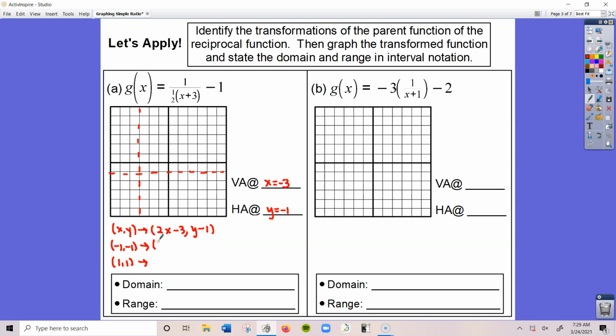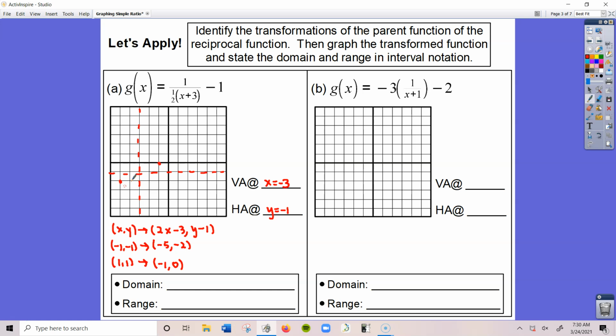When we plug in -1, 2 times -1 is -2, minus 3 is -5. And -1 minus 1 is -2. Then when we plug in 1, 2 times 1 is 2, minus 3 is negative 1. And then 1 minus 1 is 0. So we can now plug in these points, negative 5, negative 2, and negative 1, 0.